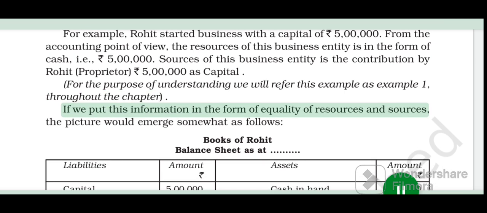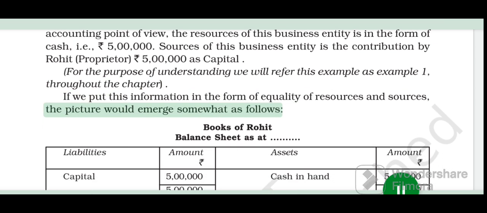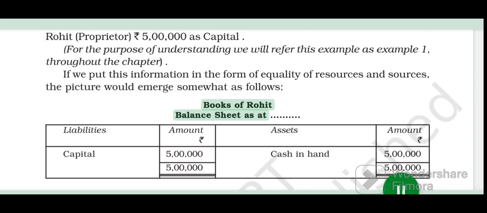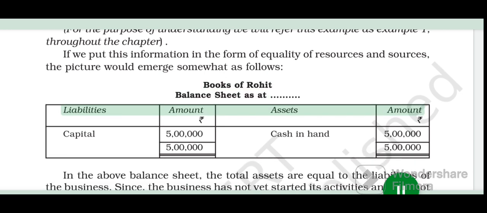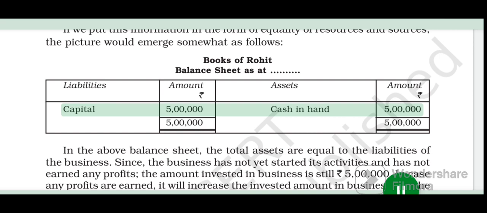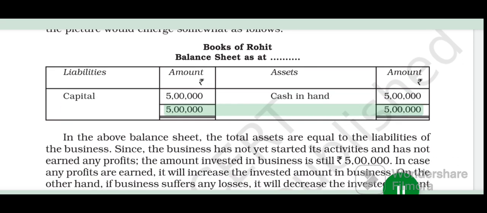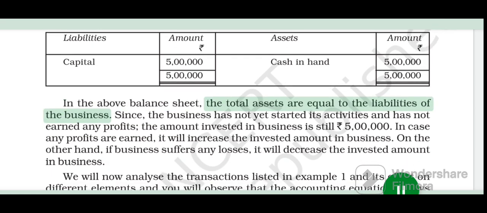If we put this information in the form of equality of resources and sources, the picture would emerge somewhat as follows. Books of Rohit, balance sheet as at. Liabilities, amount; assets, amount. Capital $500,000; cash in hand $500,000. Total $500,000; $500,000. In the above balance sheet, the total assets are equal to the liabilities of the business.